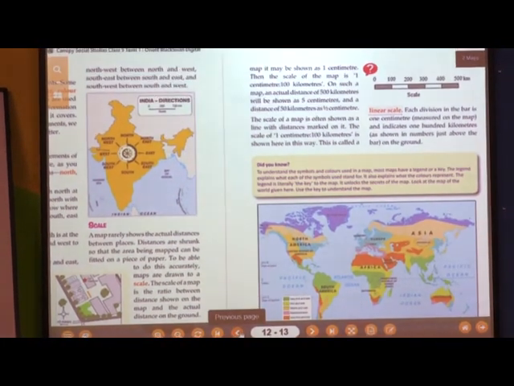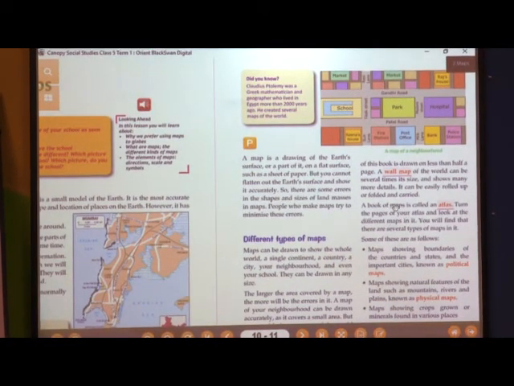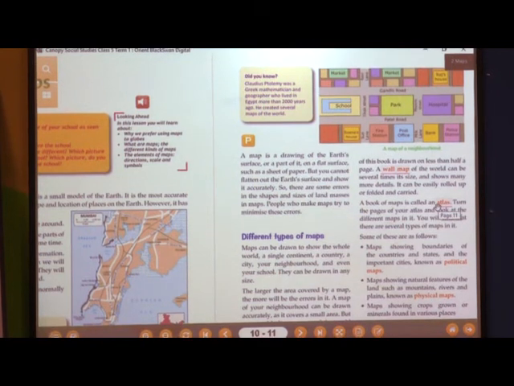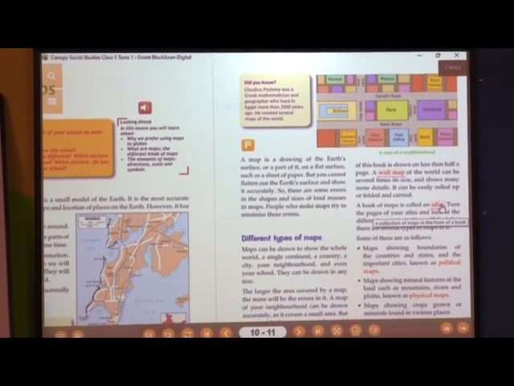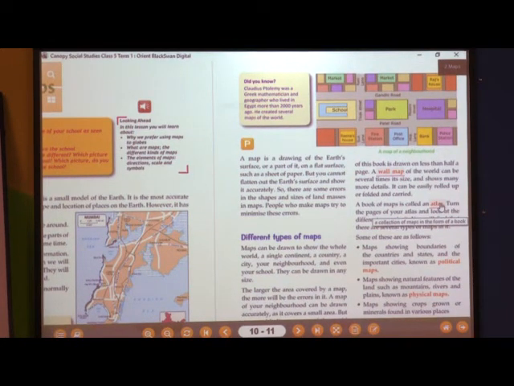See here, a book of maps is called an atlas. In this book we only have maps. Okay, and the wall map we can also see in schools, in classrooms. We have maps in classrooms also. To show you all the maps, we have maps that are called wall maps. Okay, so now in this chapter we have seen everything about maps.